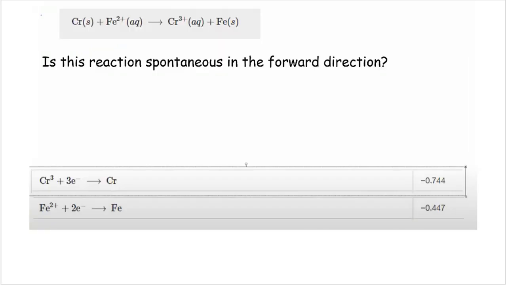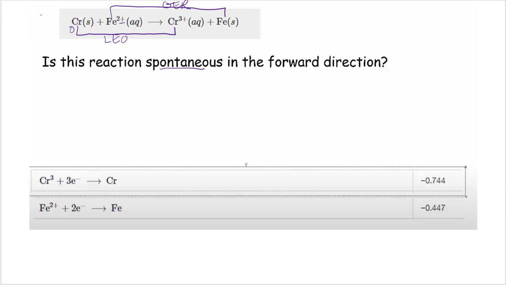Let's get this question. This was a quiz question that I just snapped. We want to know if this reaction is spontaneous in the forward direction. So I've got my chromium and iron. We need to figure out which one's being oxidized and which one's being reduced. So I'm going chromium from 0 to +3, so that's being oxidized. And my iron, I'm going from +2 to 0. It's being reduced.